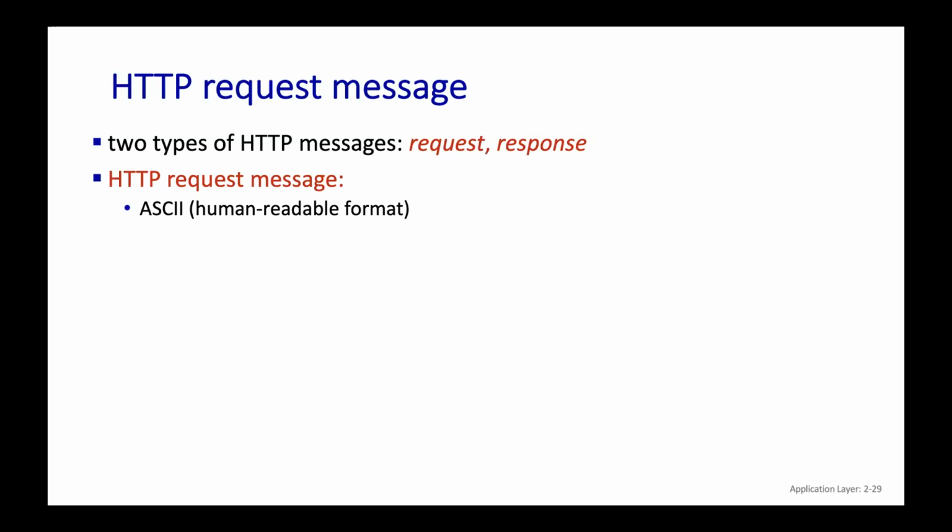So now let's take a look at how these HTTP request messages and responses, requests and responses, they look like. There are two types of HTTP messages. One is a request and the other is a response. Request different types की हो सकती हैं, and we will talk about that. So HTTP request message, it's ASCII, human readable format.